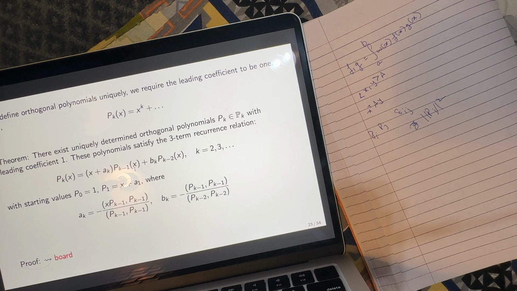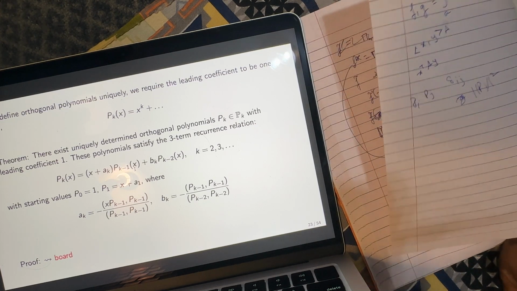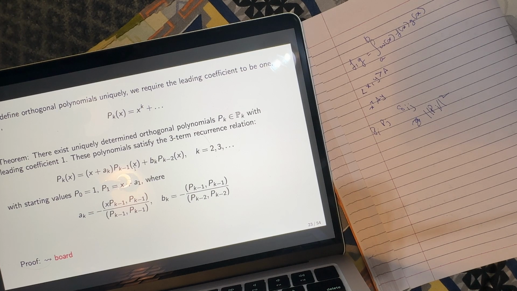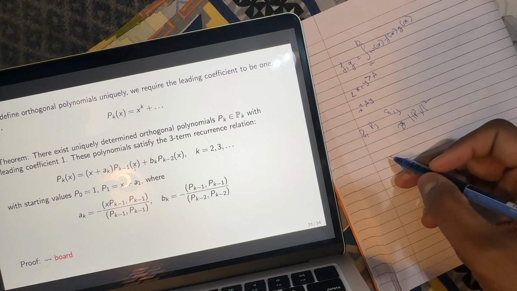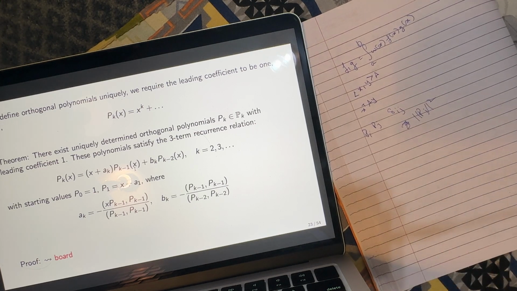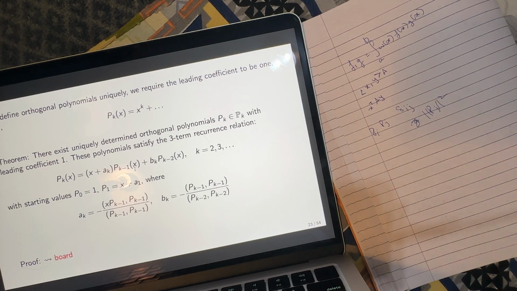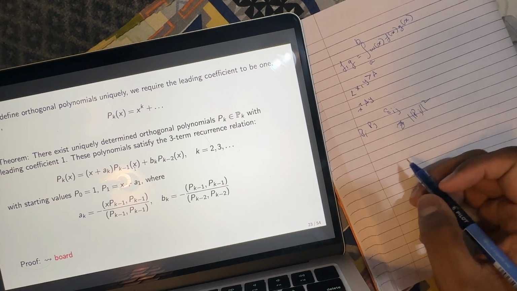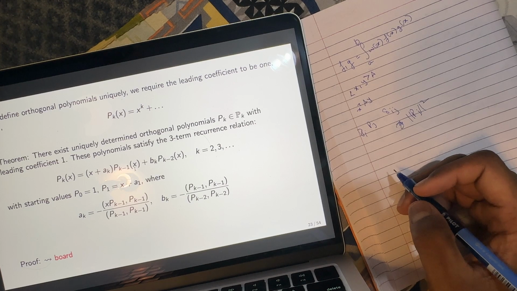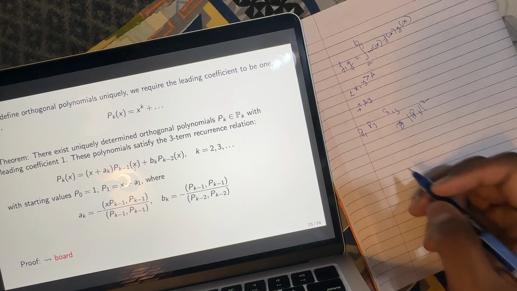To define orthogonal polynomials uniquely, we require the leading coefficient to be 1. That is, pk of x is x to the k plus lower-order terms. There exist uniquely determined orthogonal polynomials with leading coefficient 1. These polynomials satisfy the three-term relation.